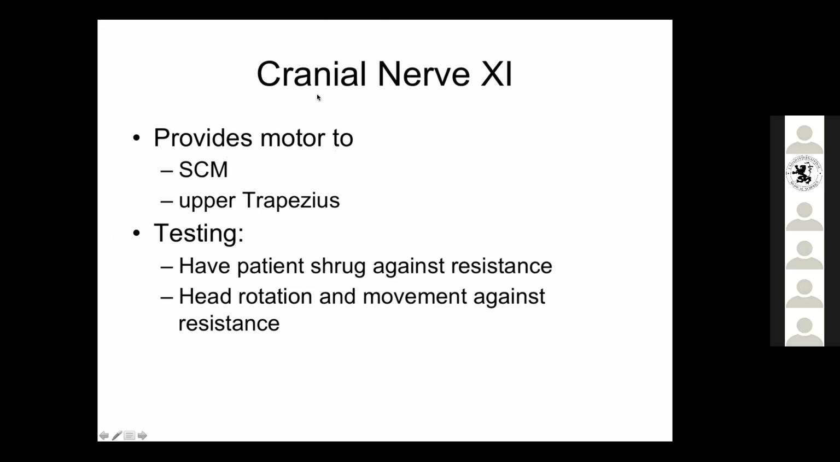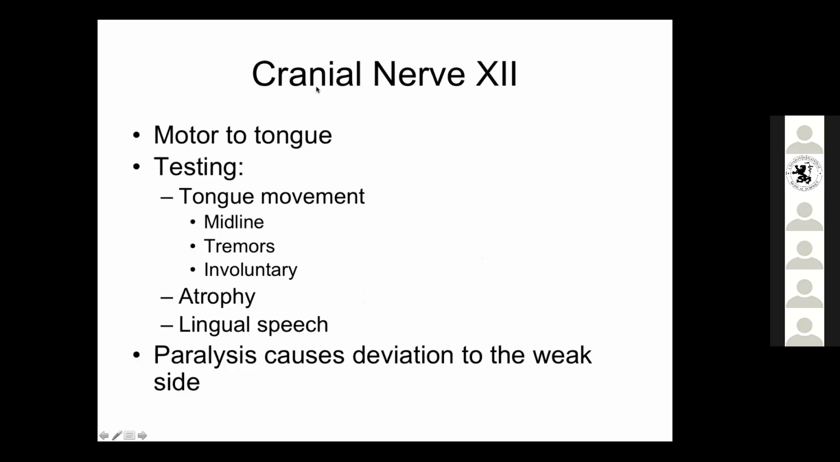Cranial nerve 12 provides innervation to the tongue. So you ask the patient to open their mouth and move their tongue to the sides, up and down. And you look for deviations, and you look for fasciculations or fibrillations.